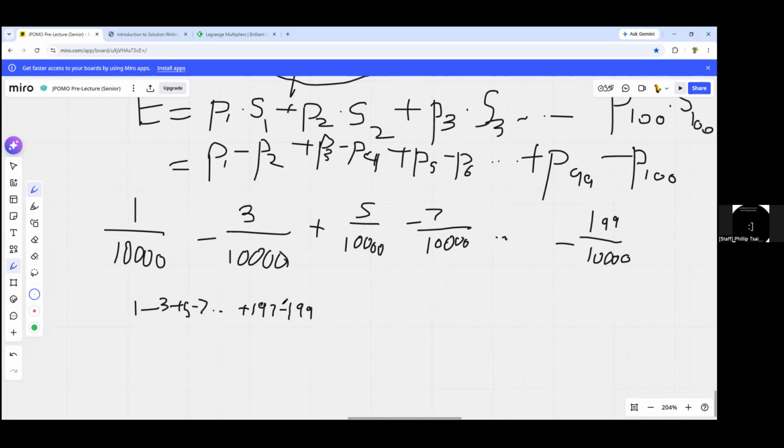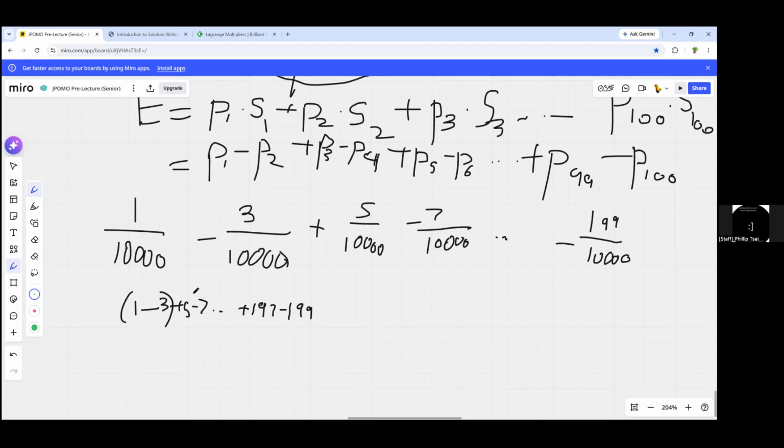So here you can actually group 1 minus 3, 5 minus 7, all the way until 197 minus 199, just like how Andrew did it. Thank you, Andrew. And so we get negative 2, and we just get a constant term.